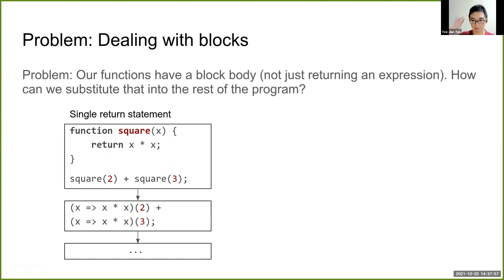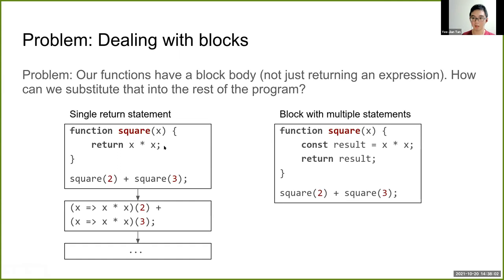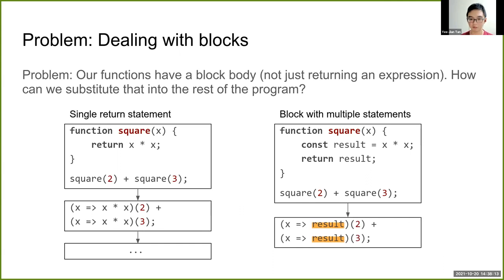However, in Source, the body of a function declaration is allowed to have multiple statements, which might contain important information that cannot be omitted. Suppose we define the square function this way, a little differently. In this case, we cannot naively substitute the applications of square with just the return expression, which is x arrow result. This will make the program an invalid evaluation, making result a free variable.